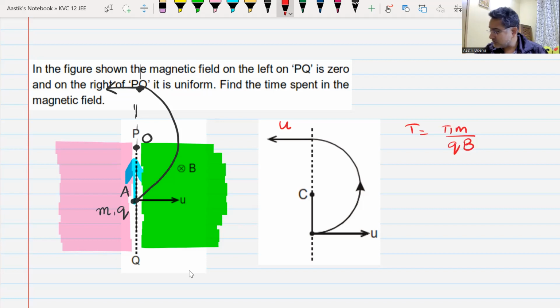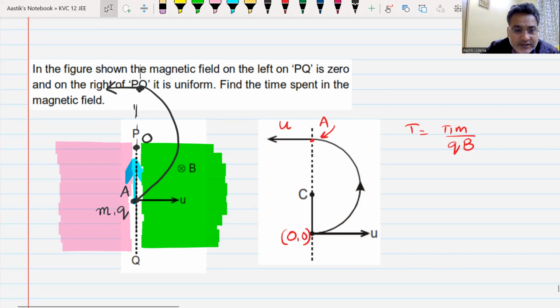I can ask you more questions. If I take this point as the origin of coordinates, and I call this point as point A, what is the coordinate of this point A from where it emerges out? Can you tell me that? What is the coordinate of the point A from where it emerges out?